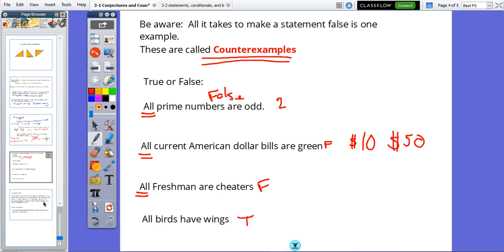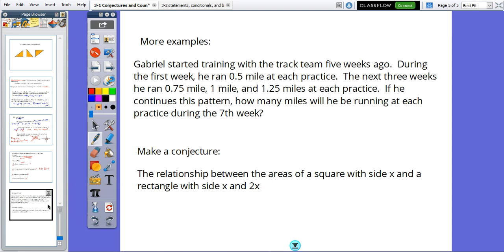So let's kind of look at this how you'll see it in the homework a little bit more. So Gabriel here started training with the track team 5 weeks ago. During his first week, he ran 0.5 miles. Now the next 3 weeks, he ran 0.75, 1, and 1.25 at each practice. If he continues this pattern, how many miles will he be running at practice during the 7th week? Well, let's kind of sit down and look at that.